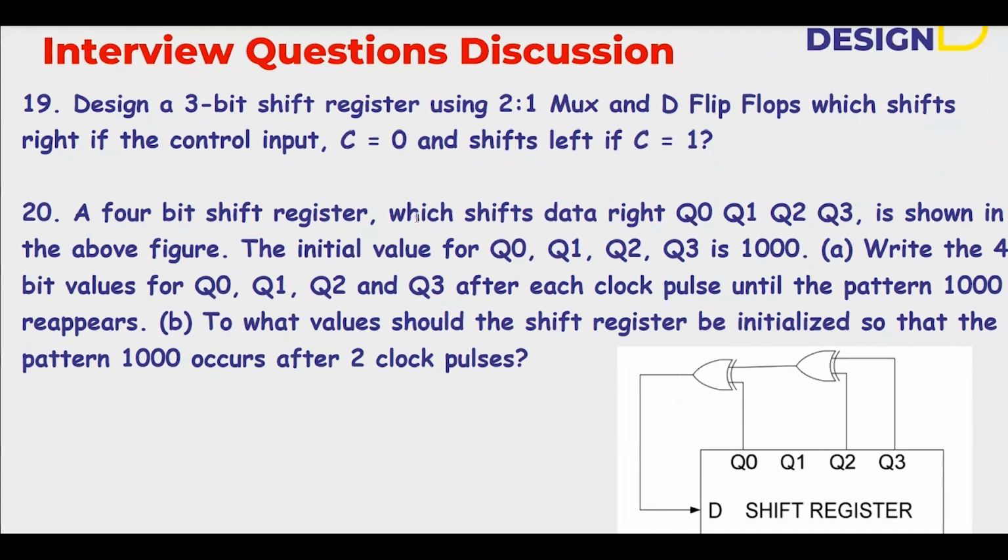A 4-bit shift register which shifts the data Q0, Q1, Q2, Q3 is shown in the above figure. The initial value for Q0, Q1, Q2, Q3 is 1000. Write the 4-bit values for Q0, Q1, Q2, Q3 after each clock pulse until the pattern receives 1000. To what values should the shift register be initialized so that the pattern 1000 occurs after 2 clock cycles? After 2 clock pulses, what is the shift register value?